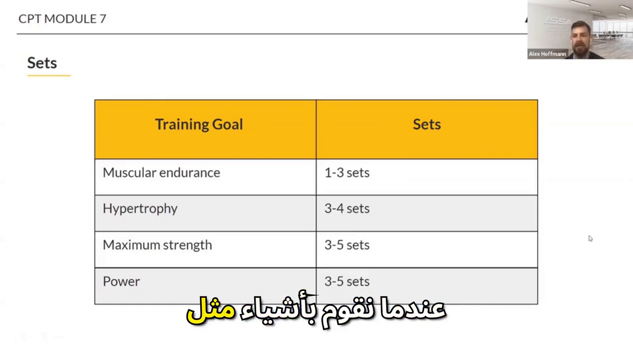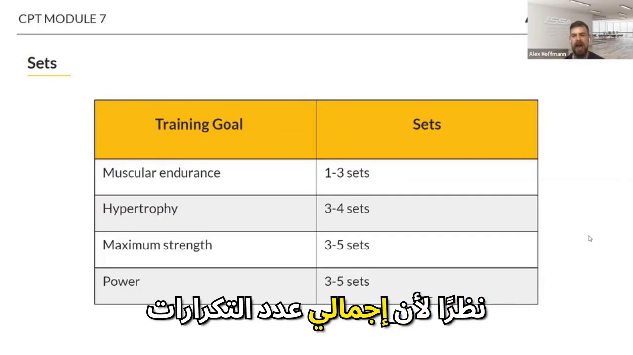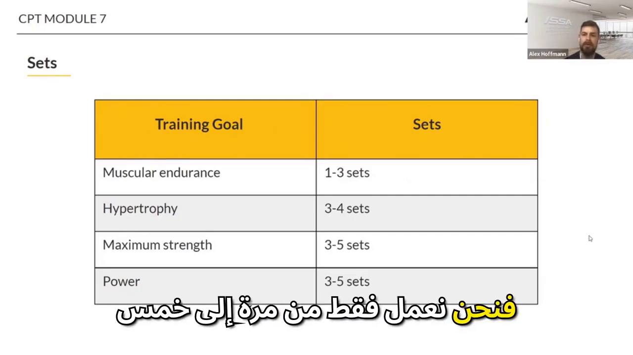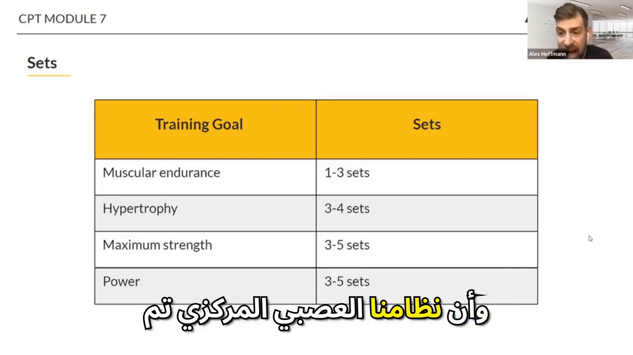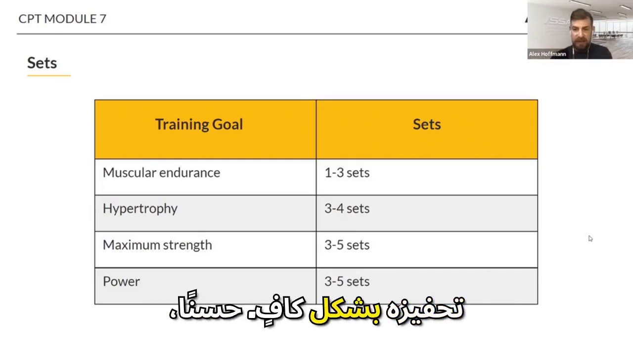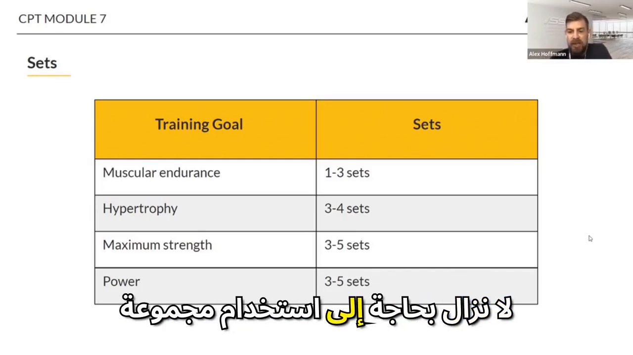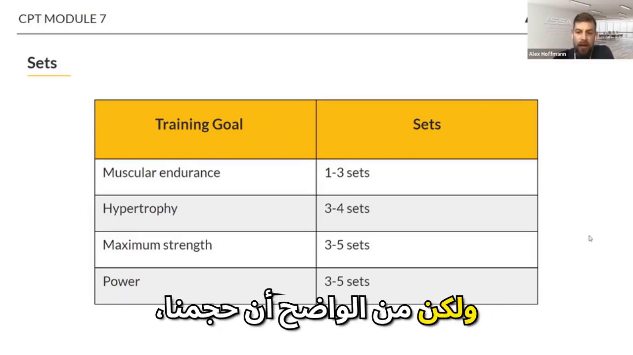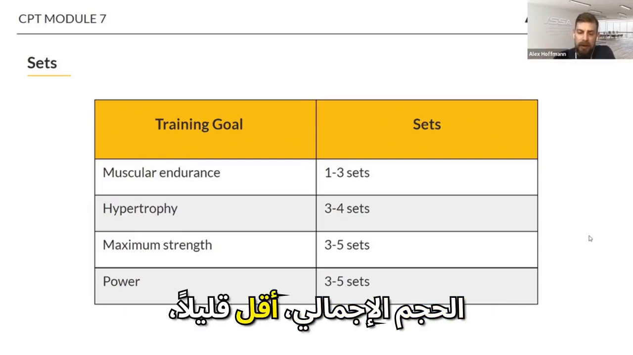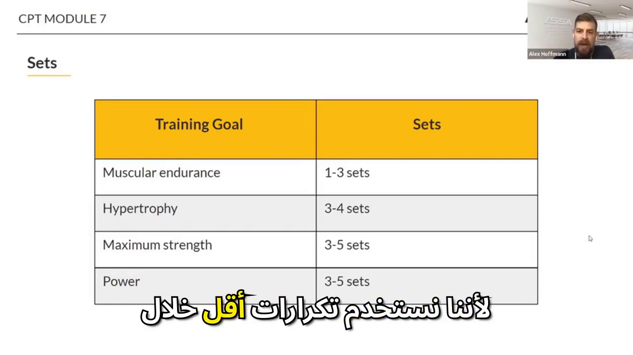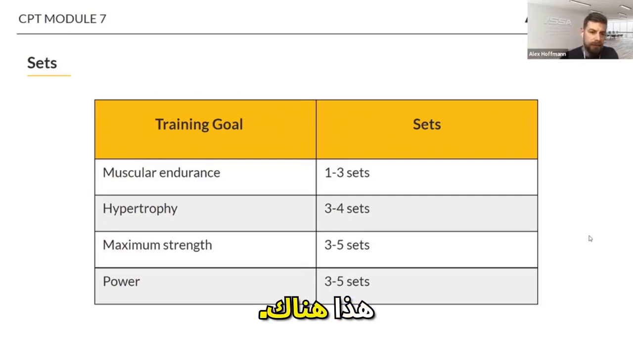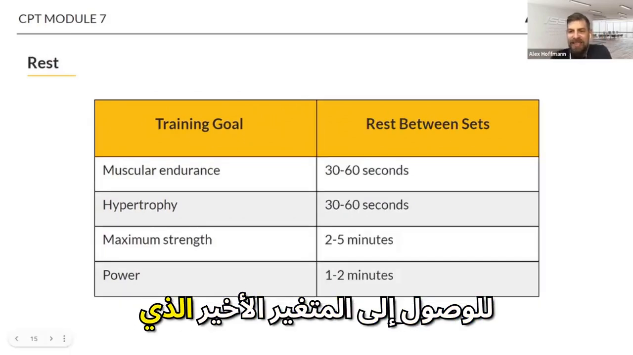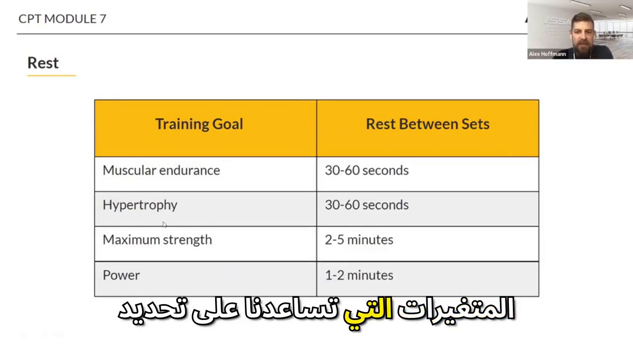When we're doing things such as developing maximal strength, because our total number of repetitions is lower, we're only working for 1 to 5 repetitions in a given set to make sure that the muscle has been stimulated adequately and our central nervous system has been stimulated adequately. We still need to be using a 3 to 5 set range as well. But obviously our total volume is a little bit lower because we're using fewer repetitions during those sets of exercise.